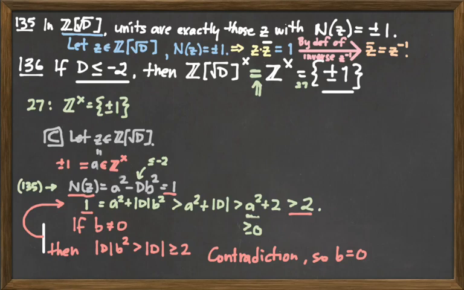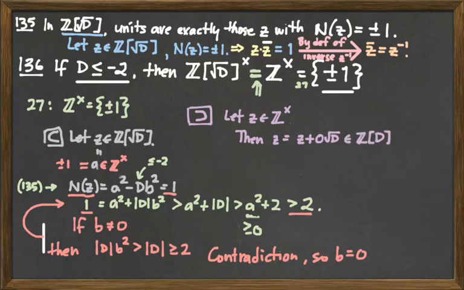What does the opposite containment look like? The opposite containment is that the units of Z would be found in Z adjoin radical d. So let lowercase z be an element of the units of Z. Then z is equal to z plus 0 times radical d, which would be an element of Z adjoin radical d, since z is an element of the integers.